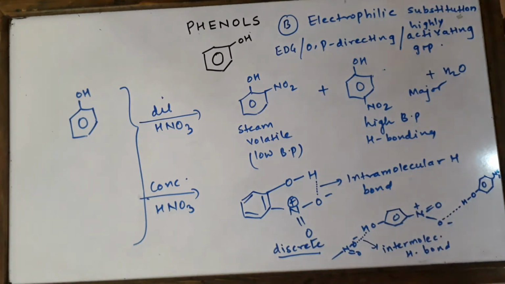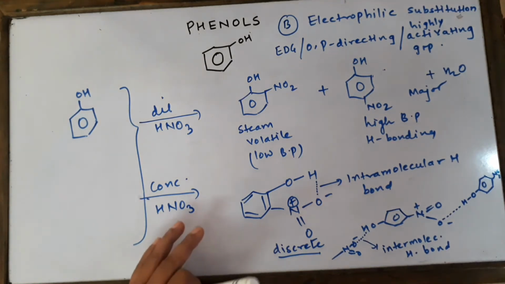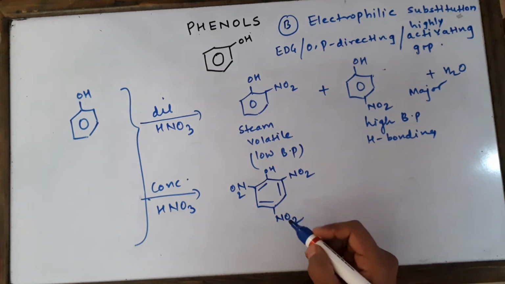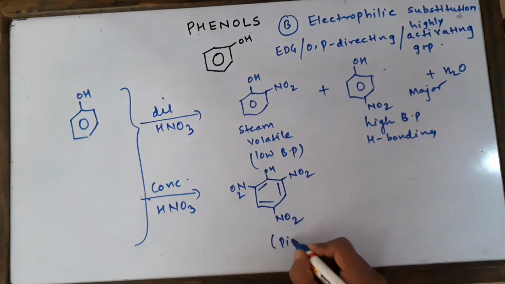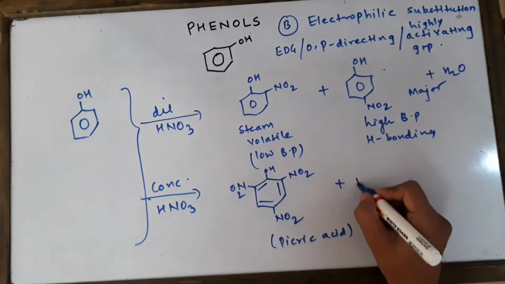The second reaction which we are going to see is with concentrated nitric acid. Now what happens if you take concentrated nitric acid? Lots of electrophiles will be there, and as a result poly substitution will take place, and what you will get is 2,4,6 trinitrophenol, which is also called picric acid, and water is going to be the byproduct here also.